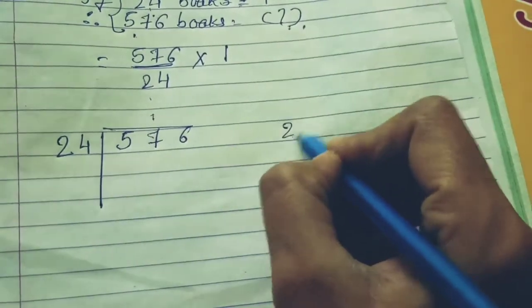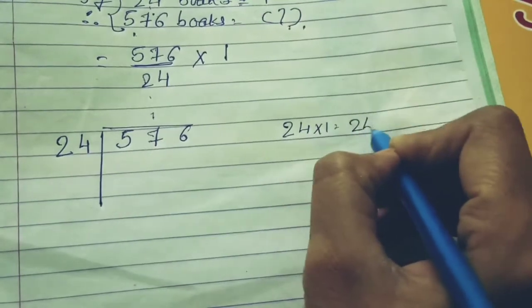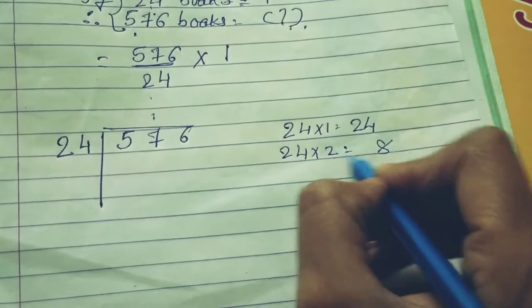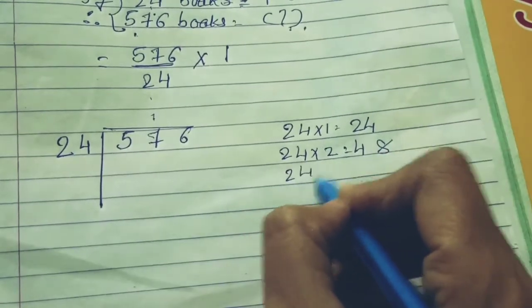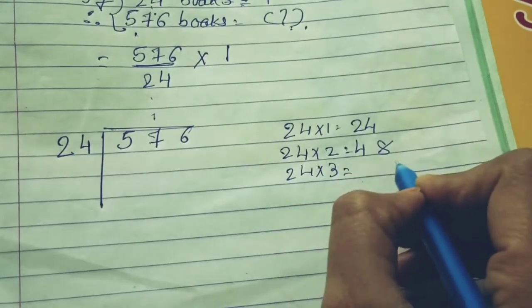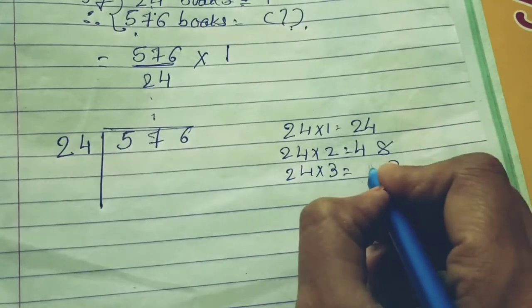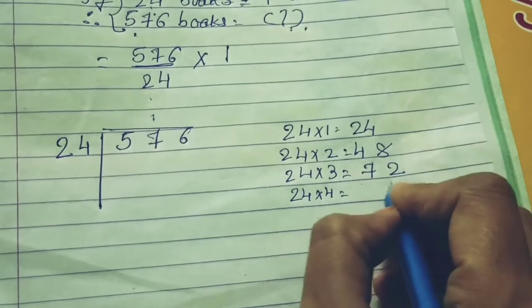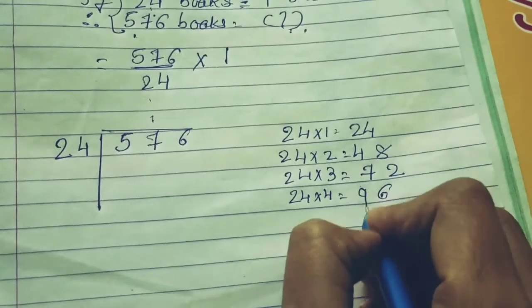So first, 24 ones are 24. 24 twos are, 4 twos are 8, 2 twos are 4. 24 threes are, 4 threes are 12, 3 twos are 6 and 1, 7. 24 fours are, 4 fours are 16, 4 twos are 8 and 1, 9.